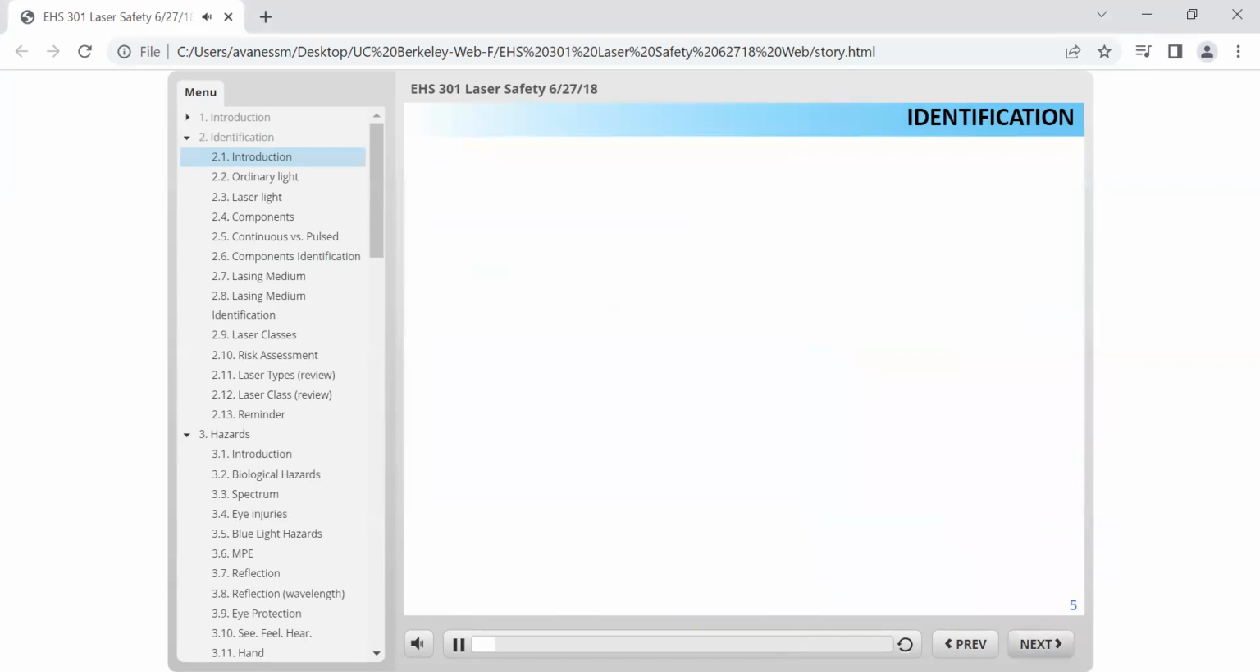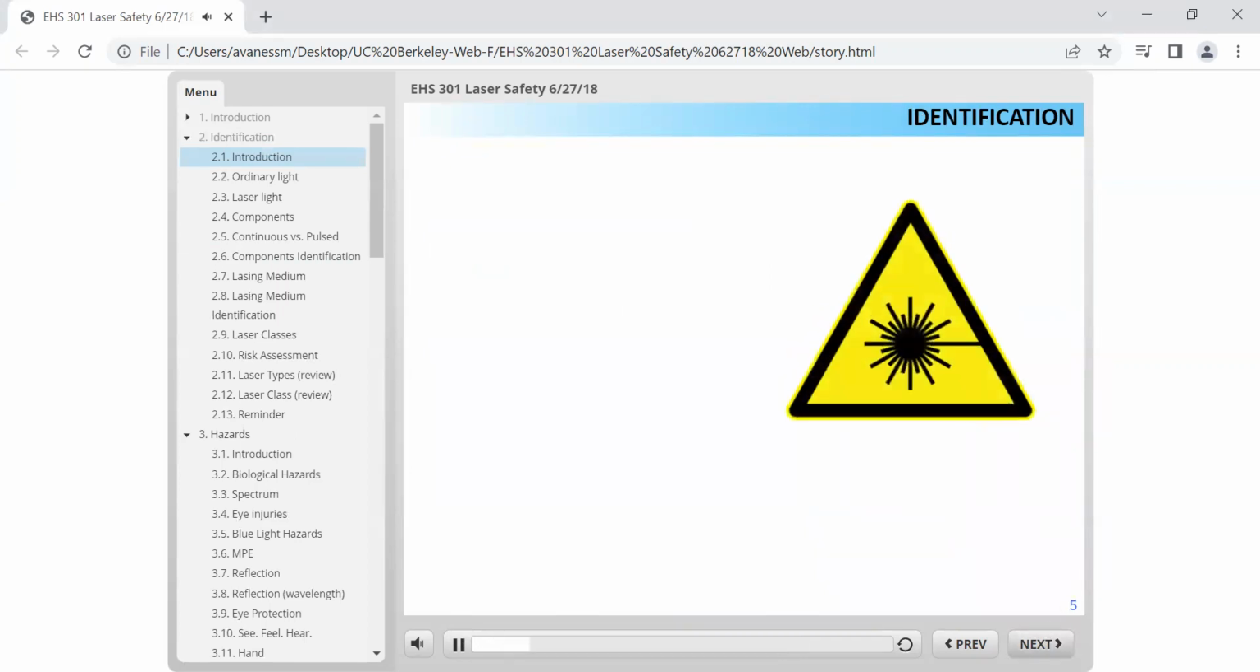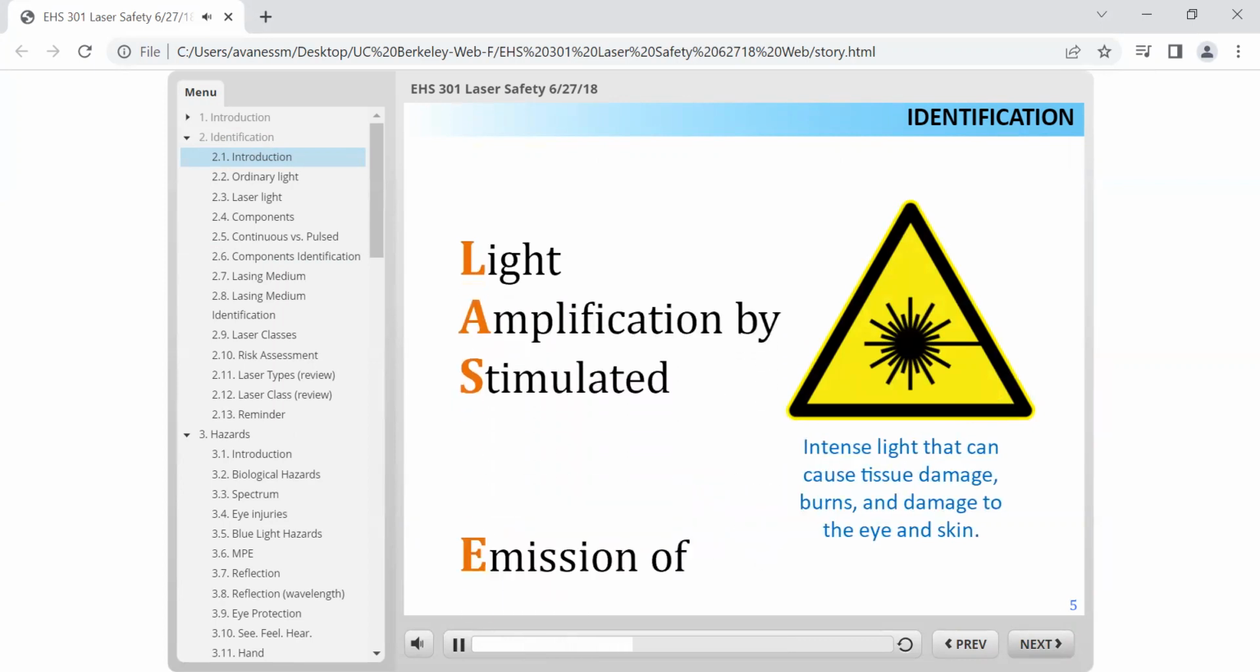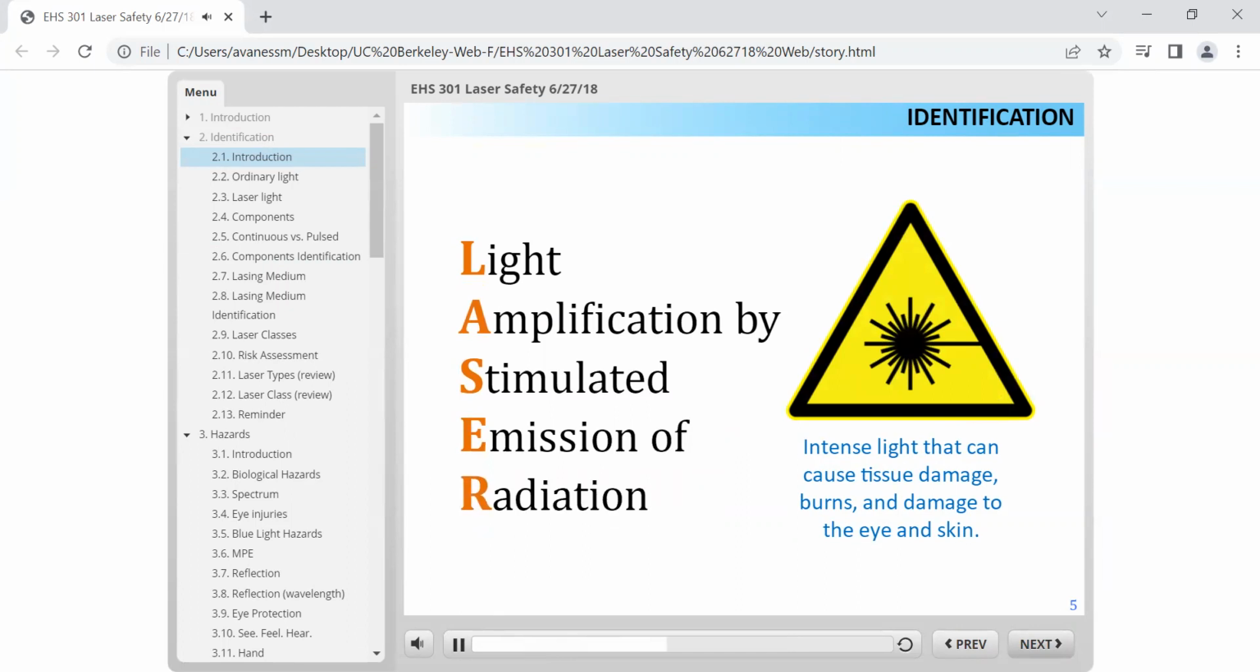By the end of this module, you should be able to determine laser classes and components. What is a laser? LASER is an acronym which stands for Light Amplification by Stimulated Emission of Radiation. You may find lasers on campus in biological, chemical, and engineering research. The international hazard symbol identifies the presence of different classes of lasers.